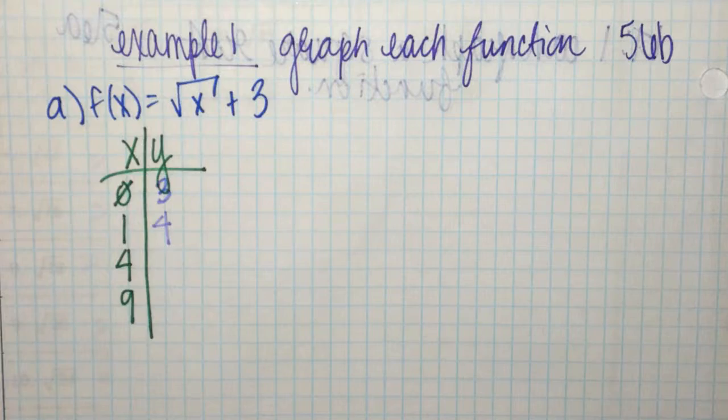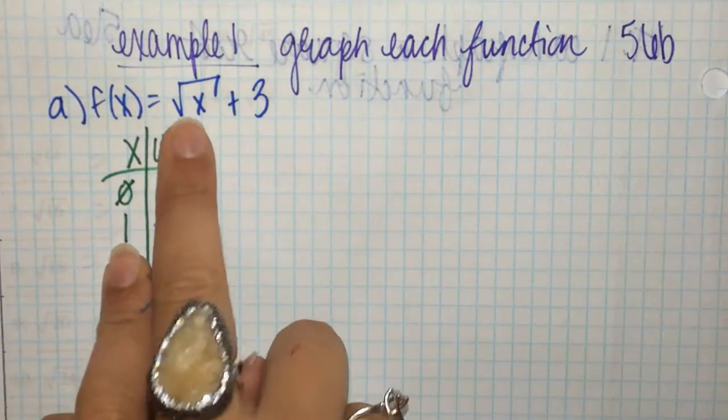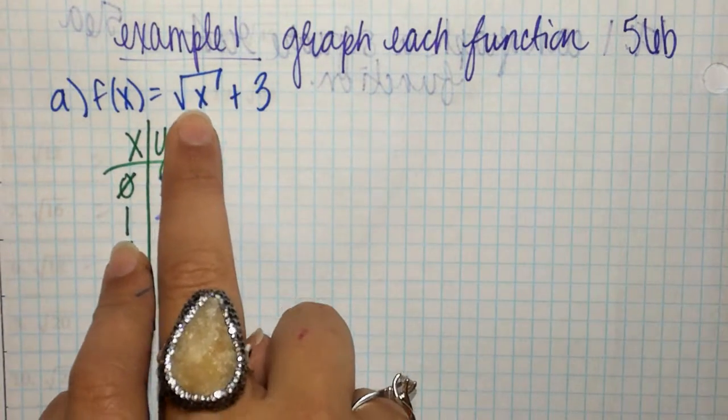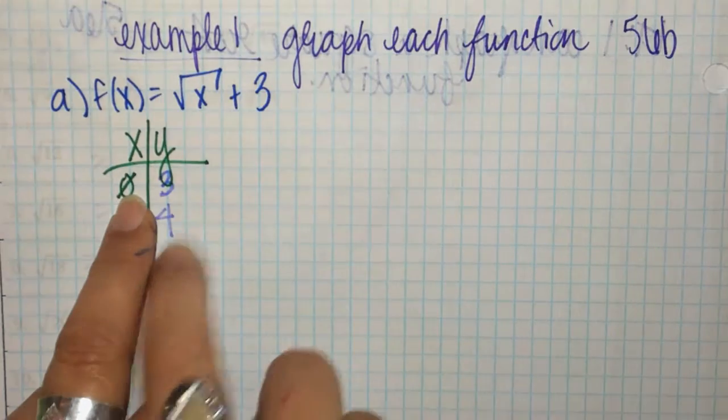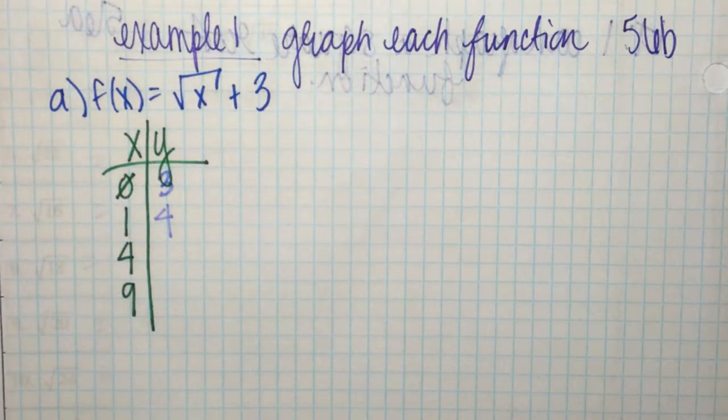We're just plugging in numbers. The square root of 1 is 1. 1 plus 3 is 4. Where did you get that from? Which one?